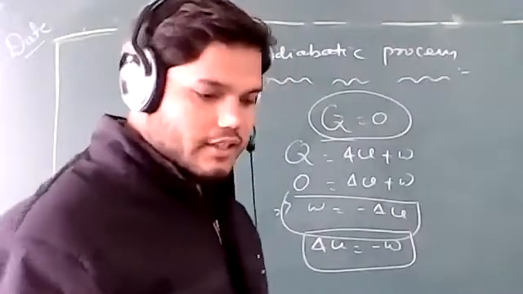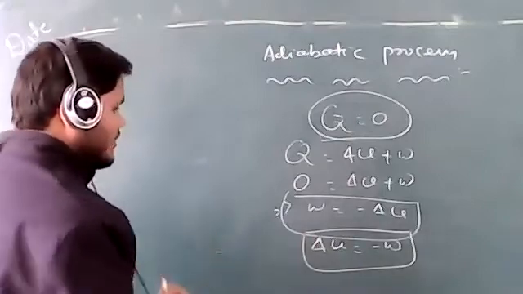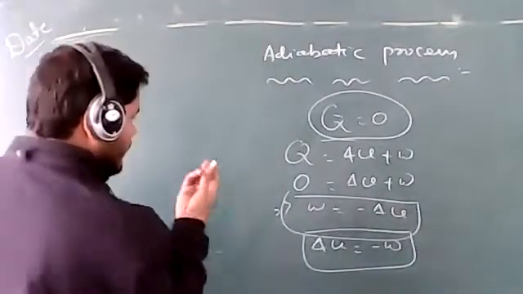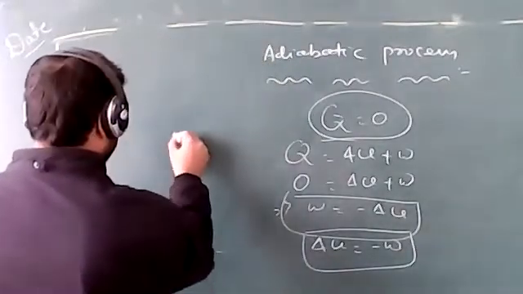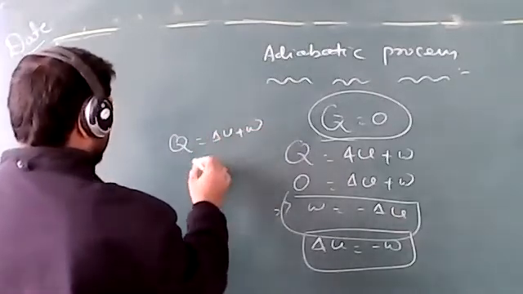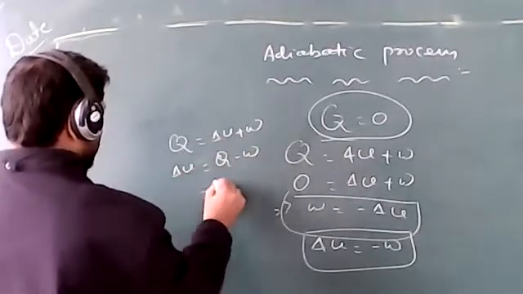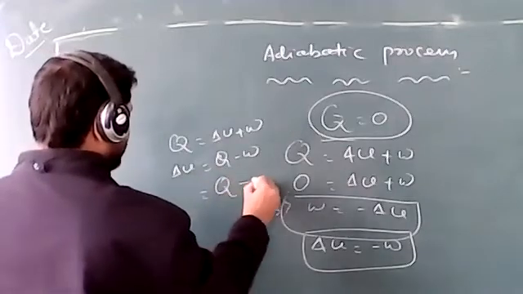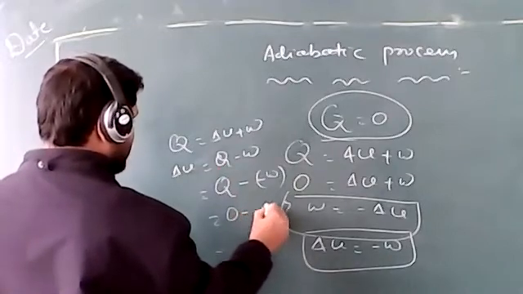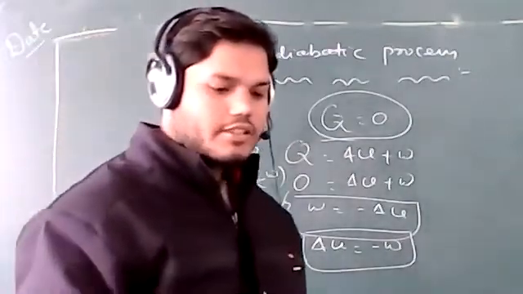So that means here the work done will be negative. So if you put the first law of thermodynamics formula, Q equal to delta U plus W, okay, so delta U equal to Q minus W. Yes or no? So if the work done is negative, with Q equal to 0, then 0 minus of minus W will be positive. Okay. So delta U will be positive. That means delta U equal to W.